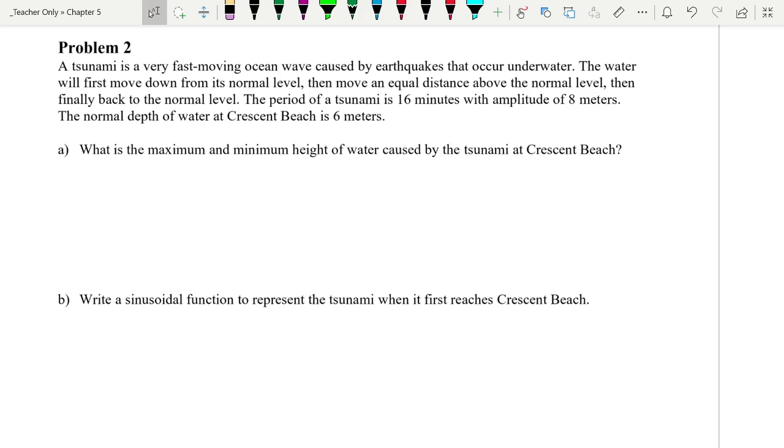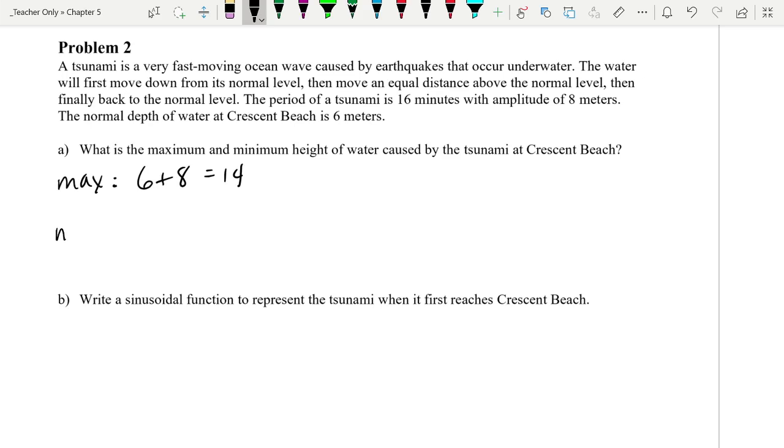Okay, so finally then back to the normal level. The period of the tsunami is 16 minutes with an amplitude of 8 meters. The normal depth of water at Crescent Beach is 6 meters. This time we got to make the equation, so let's see. We know that the maximum is, well, the amplitude is 8 meters, and the normal depth is 6. So the maximum is 8 plus 6, which is 14.